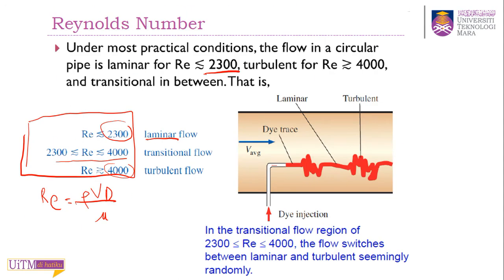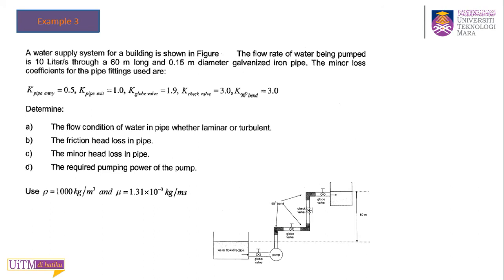If you look at the past paper, you will see a question like this. They ask you to find the losses in the piping system, and maybe the required pumping power of the pump. To get to that answer, in the beginning you need to know first whether the flow is turbulent or laminar, because that number will give you the friction factor. This we will touch later. So today just focus on how to calculate the Reynolds number first.